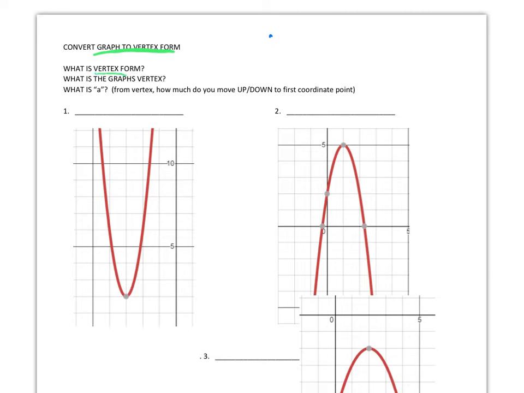This is going to be converting graphs to vertex form. So what is vertex form? We've talked about this a little bit. It has the variables h and k. If you recall, (h, k) is the actual vertex. And a is going to be the movement up or down, not a transformation, but the a is as far as the width, and I'll explain that in a second.